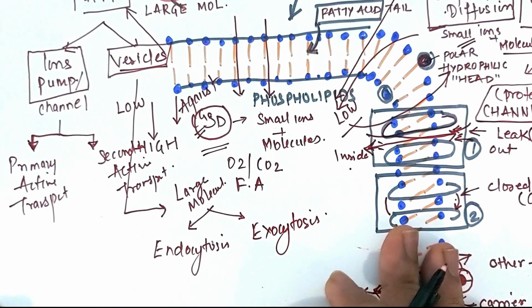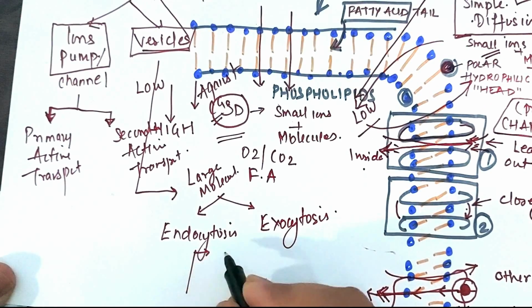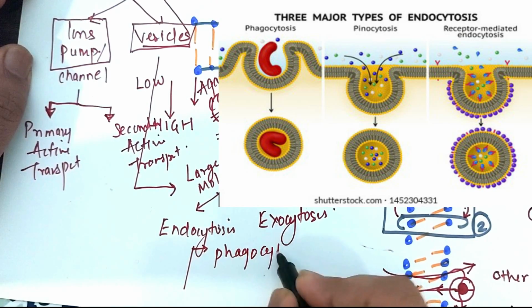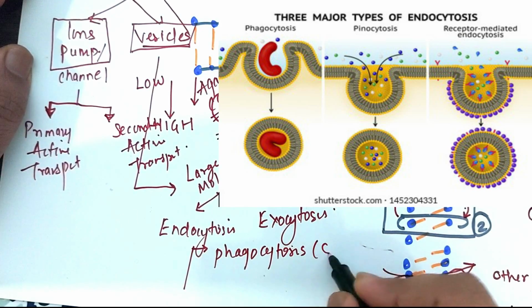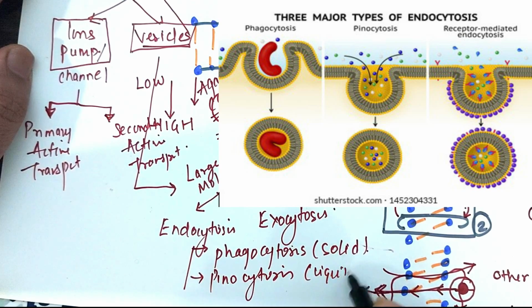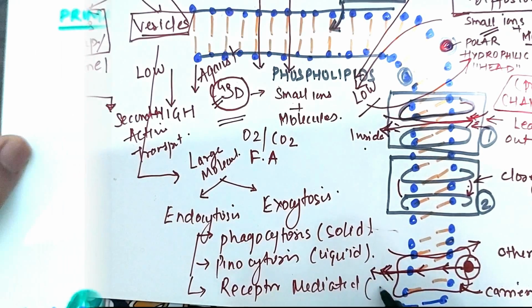Endocytosis is further of three types. The first one is phagocytosis, where the solid molecules will be ingested inside the cell membrane. The second one is pinocytosis, where the liquid molecules will be ingested inside. And the third one is receptor mediated endocytosis across the cell membrane.